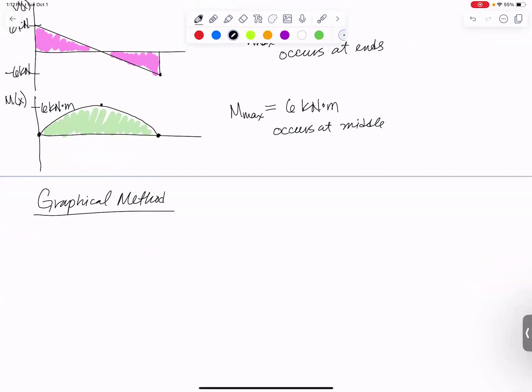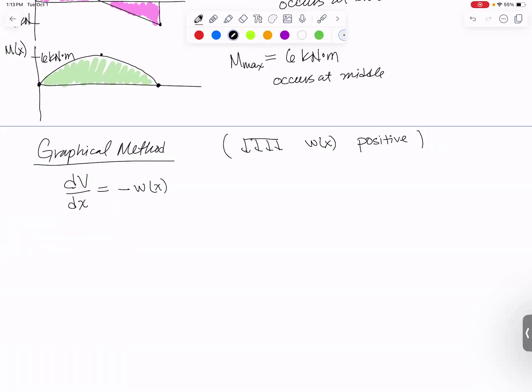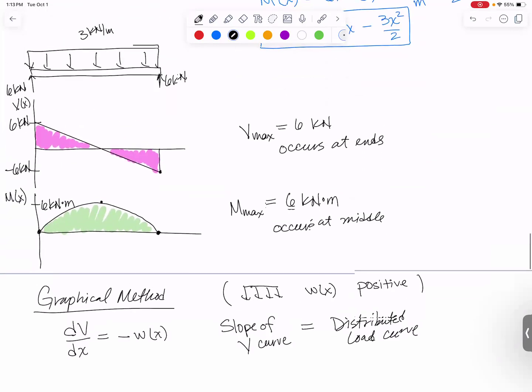So the graphical method takes advantage of the fact that the derivative of that shear force diagram is equal to, we're going to actually technically call it minus W of X. The reason that happens is because somebody somewhere decided that if distributed load was downward, we should call that positive. What the equation means in words is the slope of the V curve is equal to the distributed load curve.